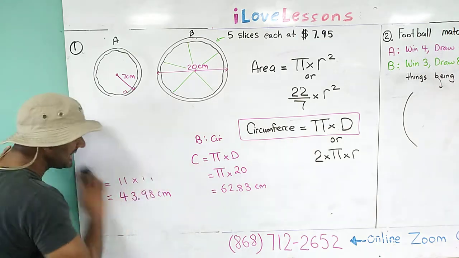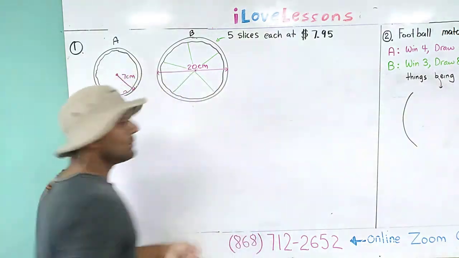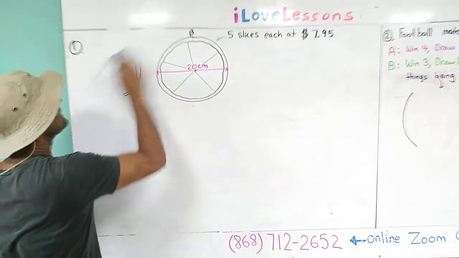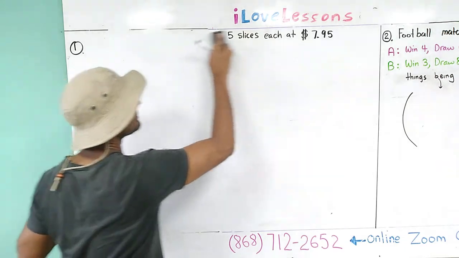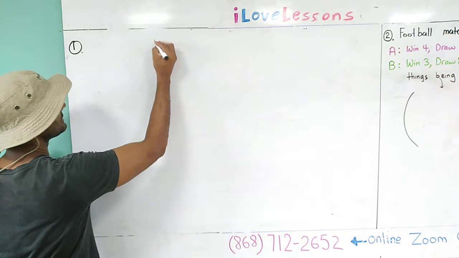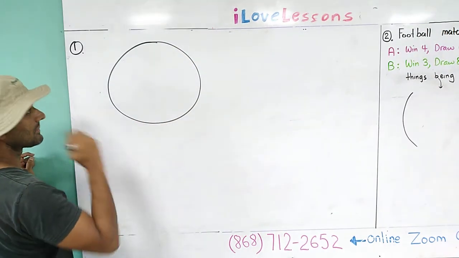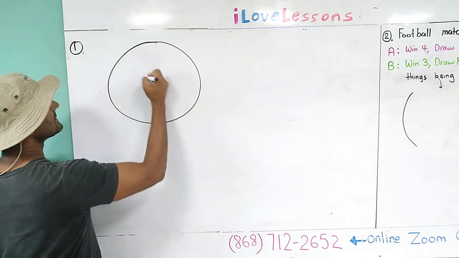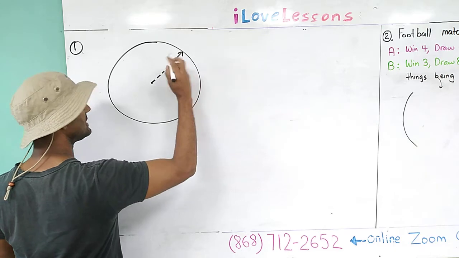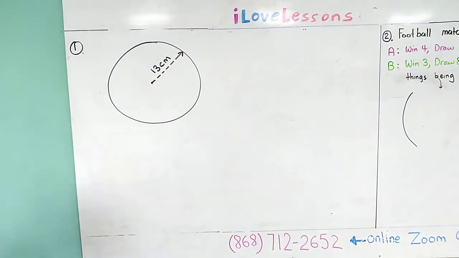Let me see. Let me erase this. You know how to find the area of a full circle. Alright, so let me draw another pizza here for you, since we're on circular food. So I have a next pizza here, right? Let's say the radius of this pizza is 13 centimeters. That's a pretty biggish pizza, right?